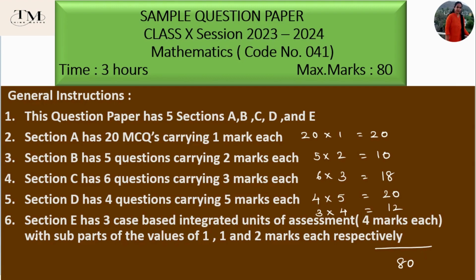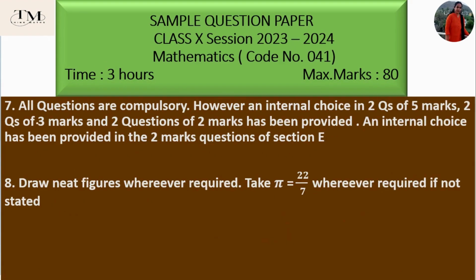Okay, children, moving on to the next page. All questions are compulsory. However, an internal choice is provided in 2 questions of 5 marks, 2 questions of 3 marks, and 2 questions of 2 marks. That is, in sections B, C and D, you have internal choice in 2 questions, this or that.